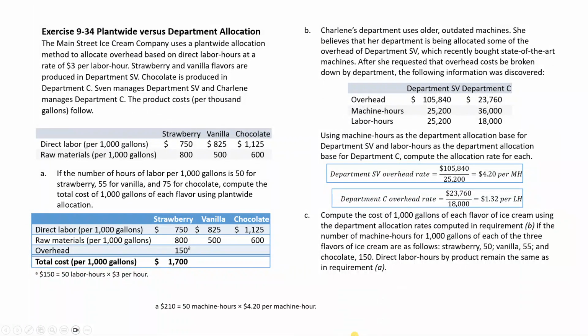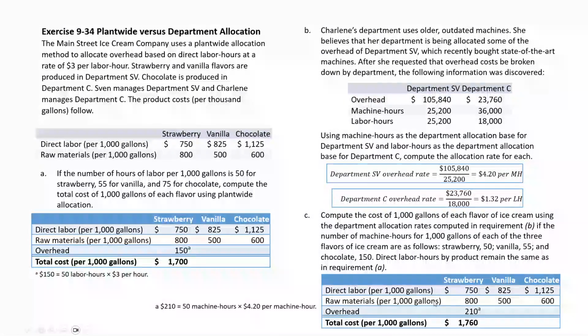And we're going to again look at strawberry. So direct labor and raw materials stay the same, but obviously the overhead allocation is going to be different. Now, because we're in Department SV, we're going to use that $4.20 per machine hour and multiply it times the number of machine hours. I do want to note there's a coincidence here. The number of labor hours, if we went back to Part A, was 50, and the number of machine hours that they tell us in Part C is also 50. That is a coincidence. Make sure we're using the machine hours, though.